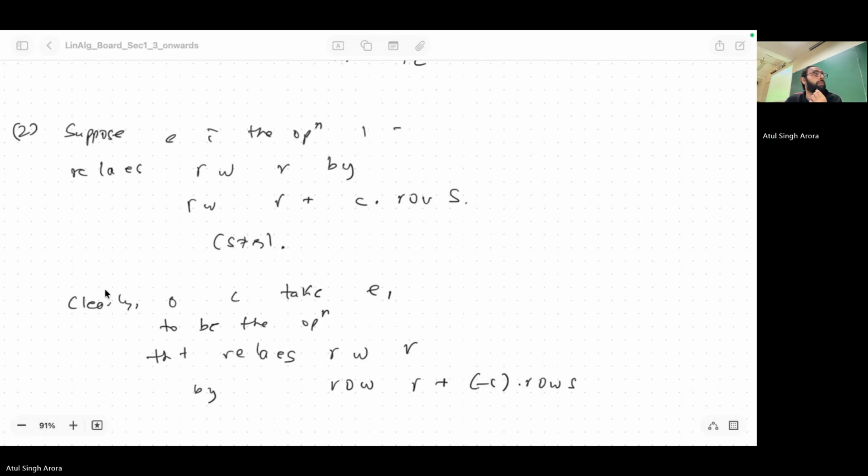Is that okay? Does it add up? No. Okay, fine. I'll erase it. Okay. Tell me, what should the answer be? Can you raise your hand first? Yeah. Tell me. Row R plus minus C times row S.